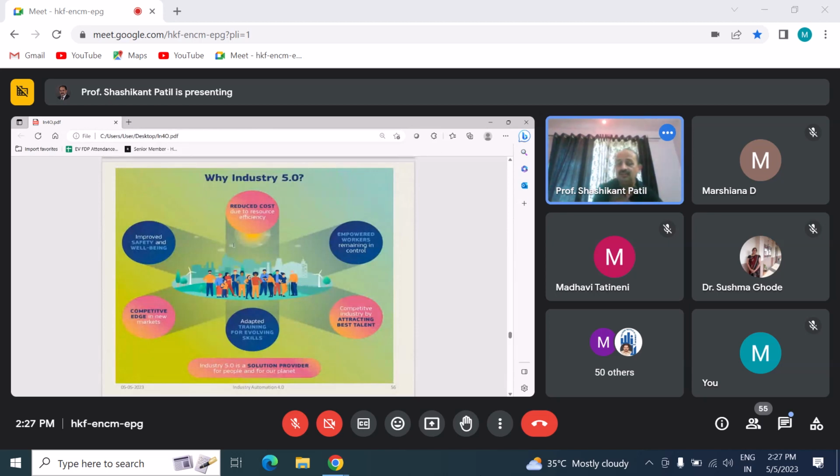This is another diagrammatic representation. So if you see, Industry 5.0 is a solution provider for people and for our planet. Earlier, only technology was concentrated, so it will reduce the cost due to resources efficiency. It will empower workers remaining in control. Then competitive innovation, you can cope up, attracting best talent. It has adapted training for evolving skills. Also, it believes in competitive edge in new markets, and it has improved safety and well-being. Okay. So Industry 5.0 is for people also and our planet also. It is not only for factories, profits, making businesses and all that.